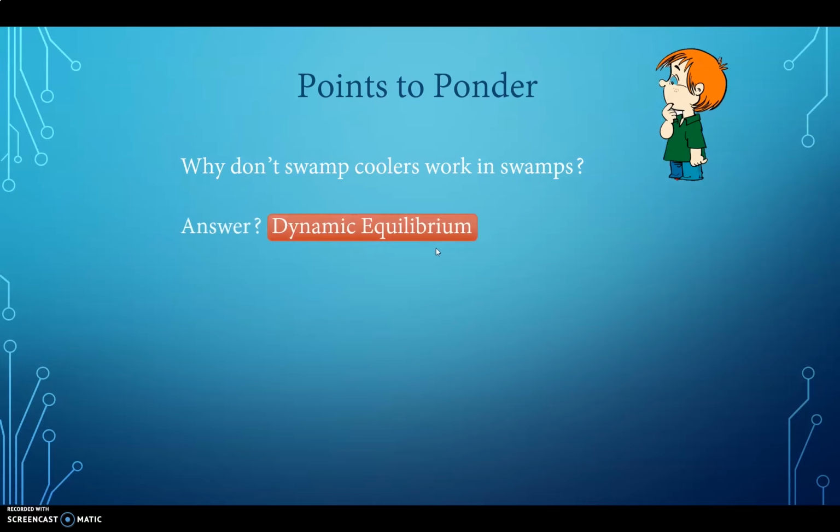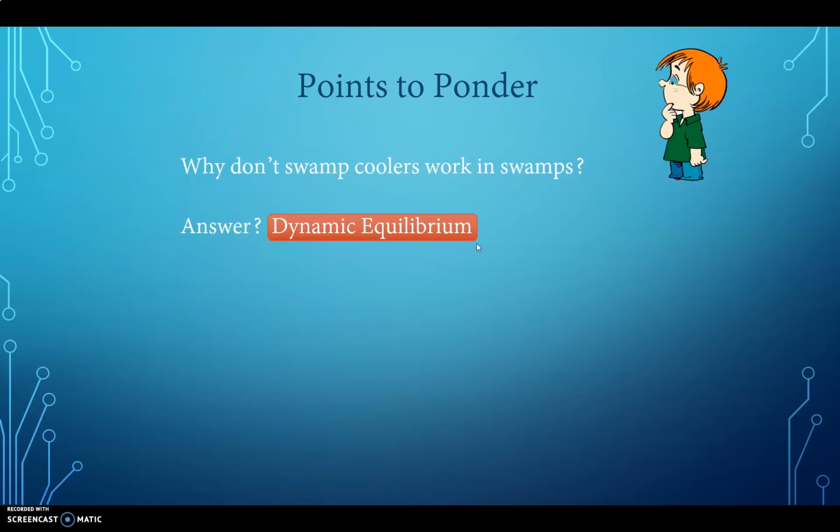And the answer is very simple. It goes back to our old buddy, dynamic equilibrium. Dynamic equilibrium, again, means that processes can happen in two directions. If you're in Louisiana in the summertime and it is incredibly humid, maybe the humidity is 100%. At 100% humidity, the air is saturated with water molecules. So every time a water molecule evaporates from your skin or from the swamp cooler, another water molecule condenses.